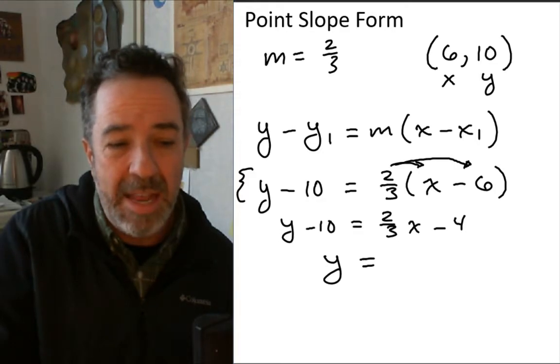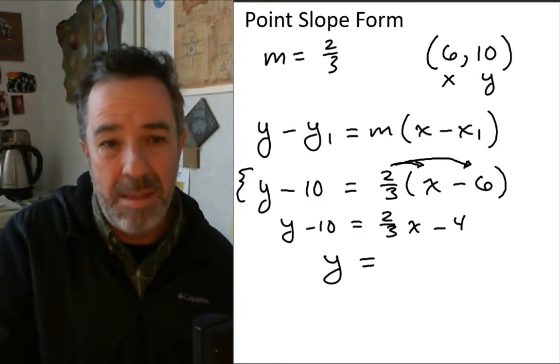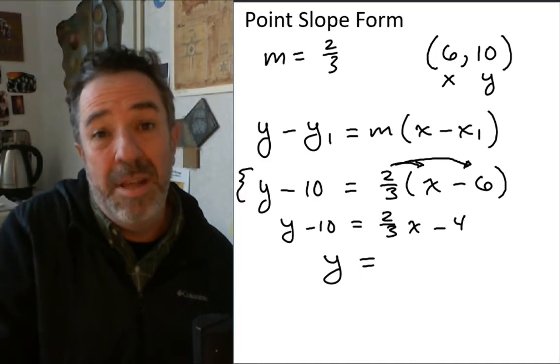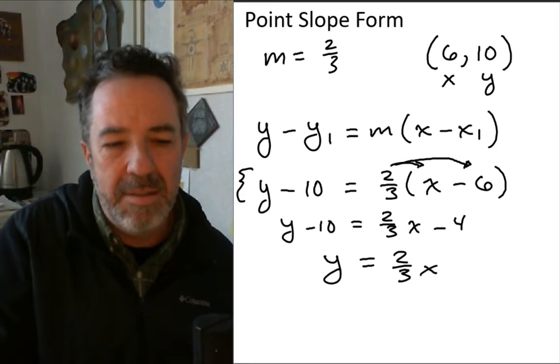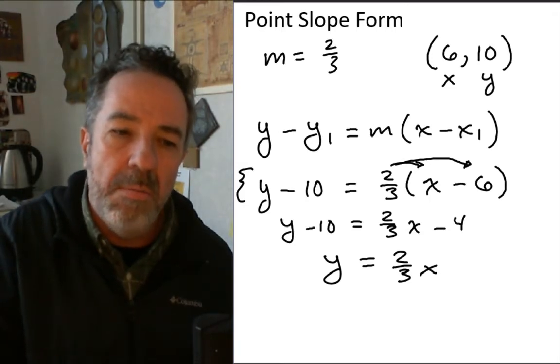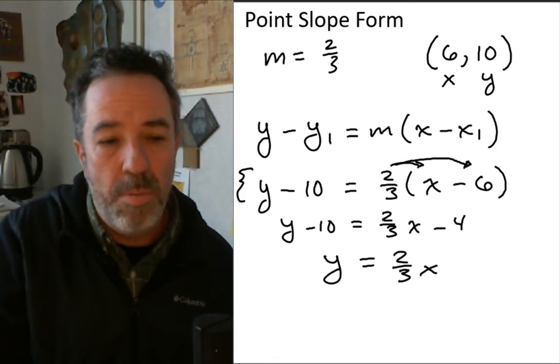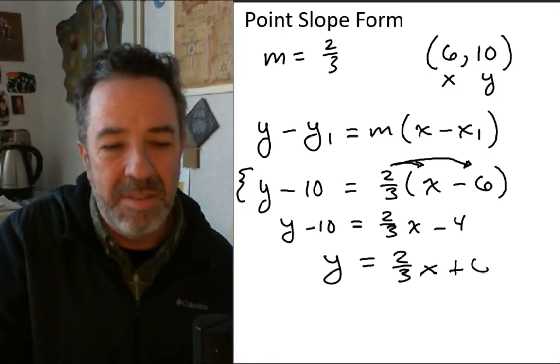So if I add 10 to the left-hand side, I have just y, right? Y minus 10 plus 10 is just y. And over on the right-hand side, I'm going to have 2/3 of x. I've got a -4 plus 10. -4 plus 10 is +6.